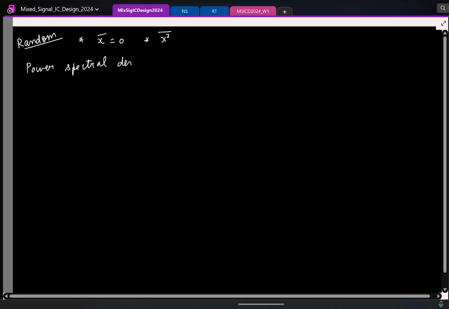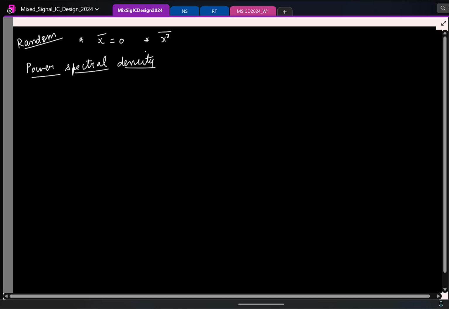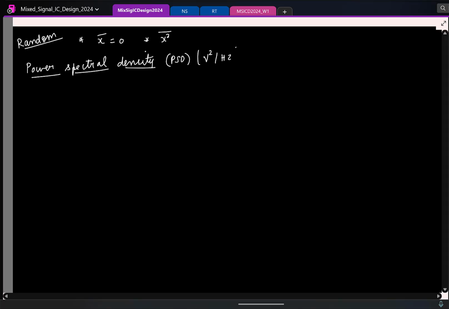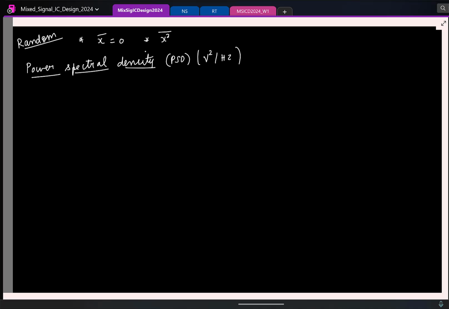I'm just giving a very hand-wavy explanation for all of this. That much is enough for this. Okay. And what do you guess the units of this will be? Yeah, it's volt square per hertz. Again, it's a density function. It gives the power around a particular frequency in a 1 hertz bandwidth.